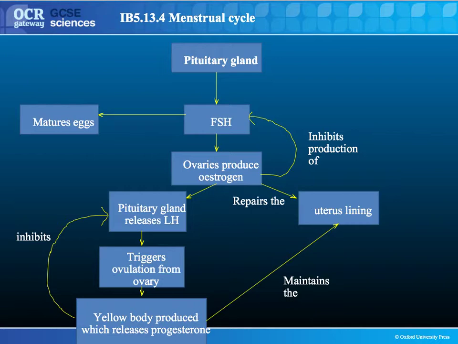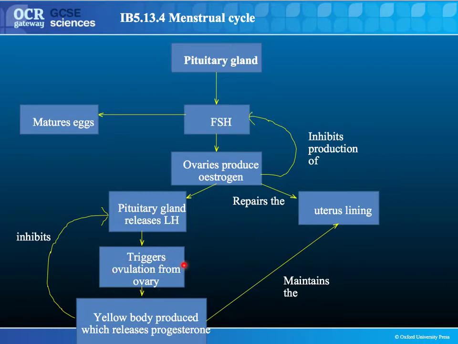Now because we don't want any more follicles to be stimulated to mature any eggs, because we only need one a month to be released, the estrogen will inhibit the production of FSH, so it prevents any more follicles from maturing any eggs. Now estrogen also begins to repair the uterus lining from the previous menstrual cycle.